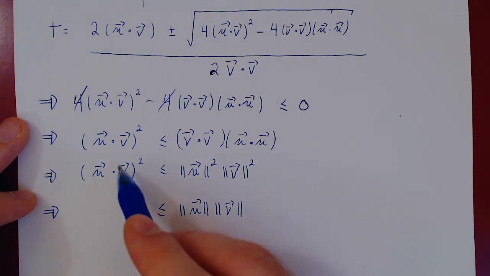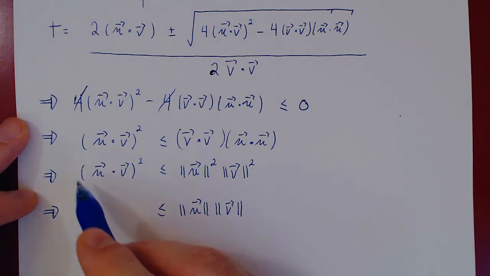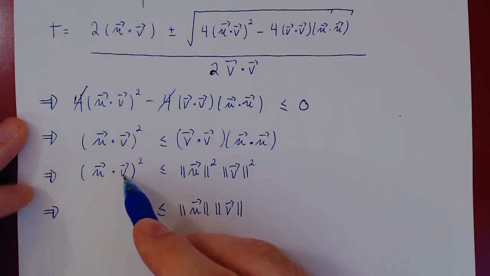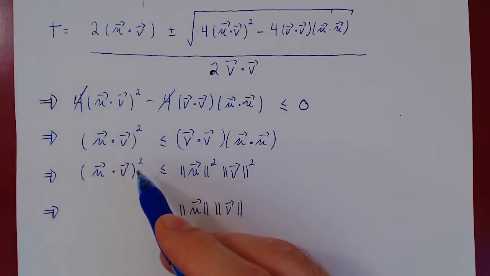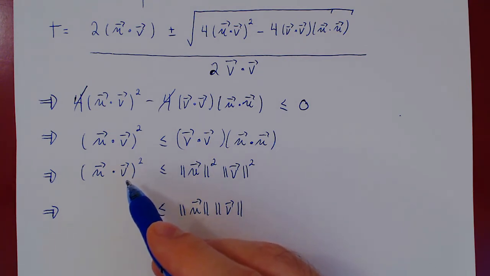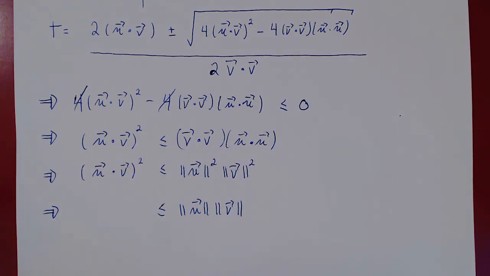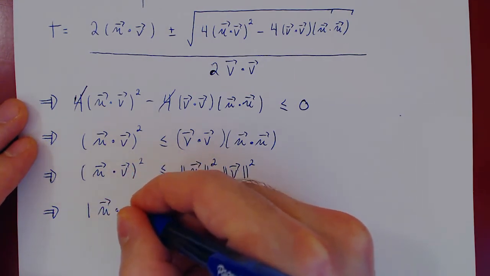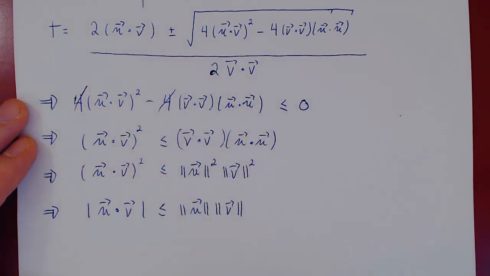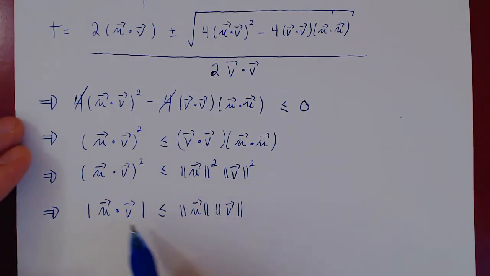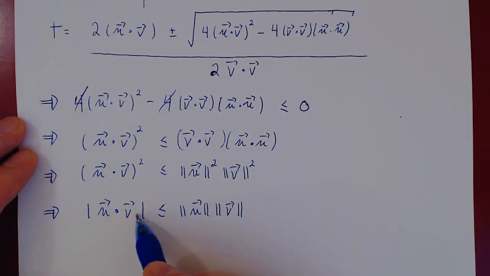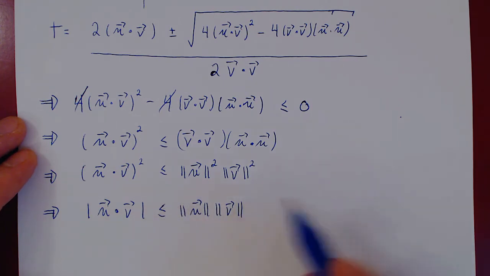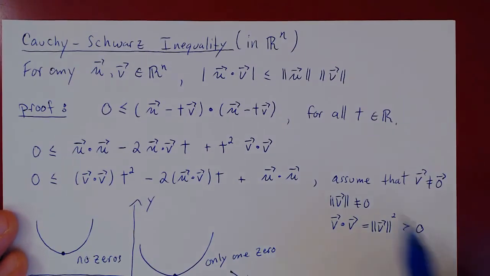U dot v, though, could be negative. So here, if you take the square root of this, you don't just get u dot v. You get something a little different, because if you square something, then take the square root, what you have done is killed a potential negative sign. So that is not just u dot v, but it is the absolute value of u dot v. And there you have it. The absolute value of u dot v will be at most the norm of u times the norm of v. And if you go back, this is the result that we were after.